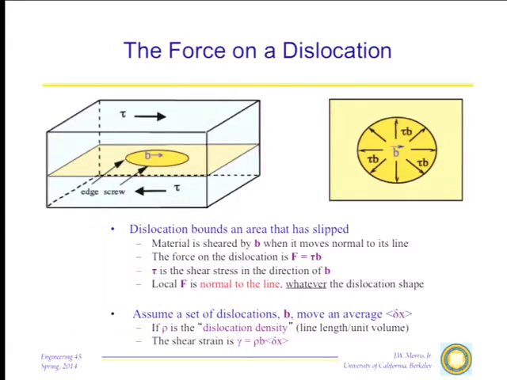The most general dislocation, well, let's just imagine a dislocation loop here. The dislocation bounds an area that slipped. So you have a little circular dislocation, a dislocation loop. That dislocation loop would be created by taking everything above the loop and shifting it in the plane with respect to everything below the loop by the vector B. So the dislocation is just the boundary of the region that is slipped.